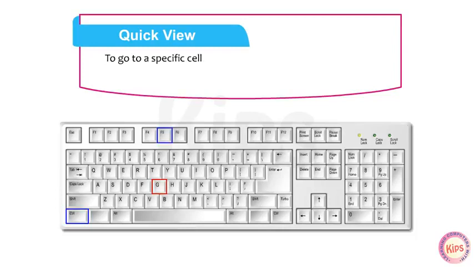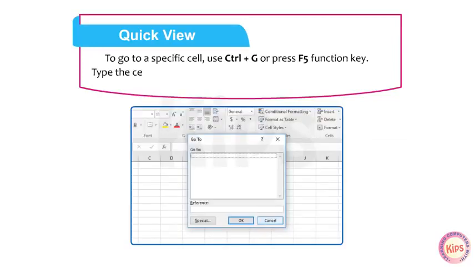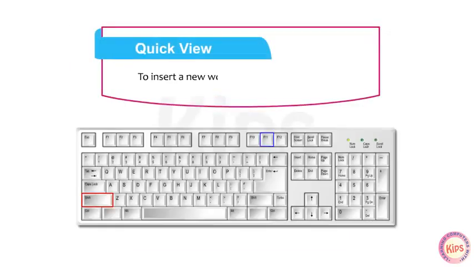Let me share an interesting fact. To go to a specific cell, use Ctrl plus G or press the F5 function key. Type the cell reference in the reference field of the Go To dialog box. Also note that to insert a new worksheet, press Shift plus F11. Let us talk about various types of data now.